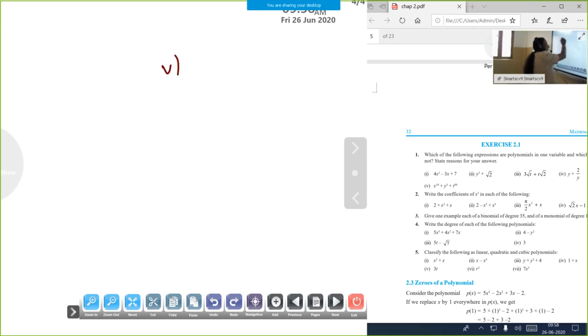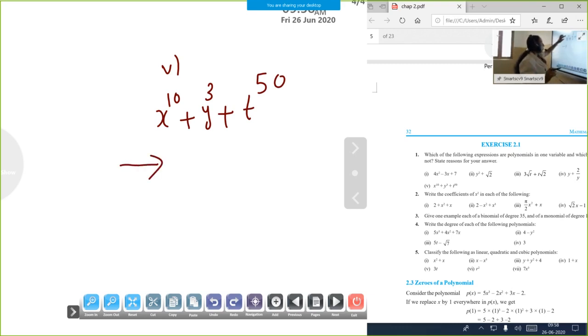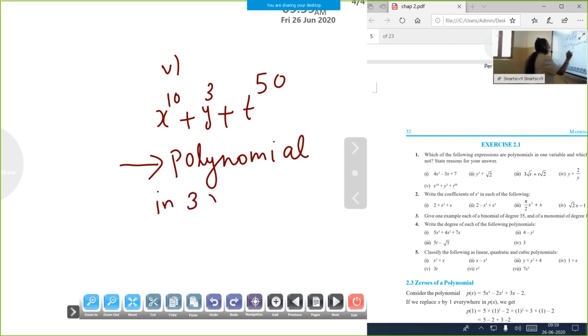Your fifth question: x raised to 10 plus y raised to 3 plus t raised to 50. Is it a polynomial or not? You just check the powers. Here the powers are 10, 3, 50. All are whole numbers. So this expression is a polynomial. But how many variables are there? You check: x, y, t. 3 variables are there. So it is a polynomial in 3 variables.